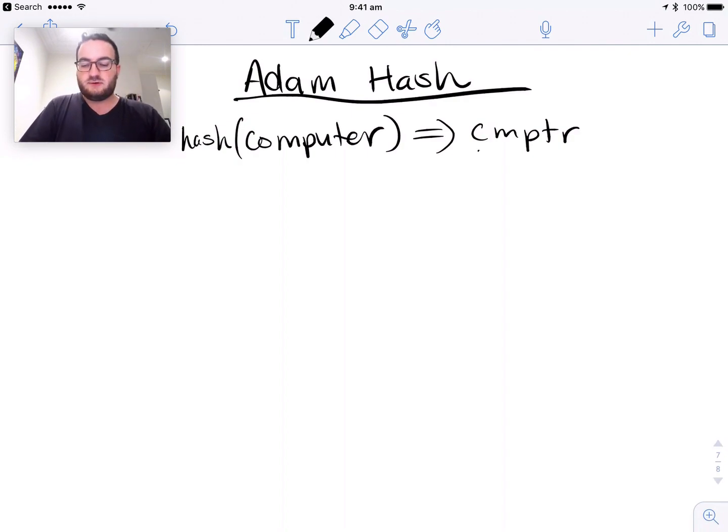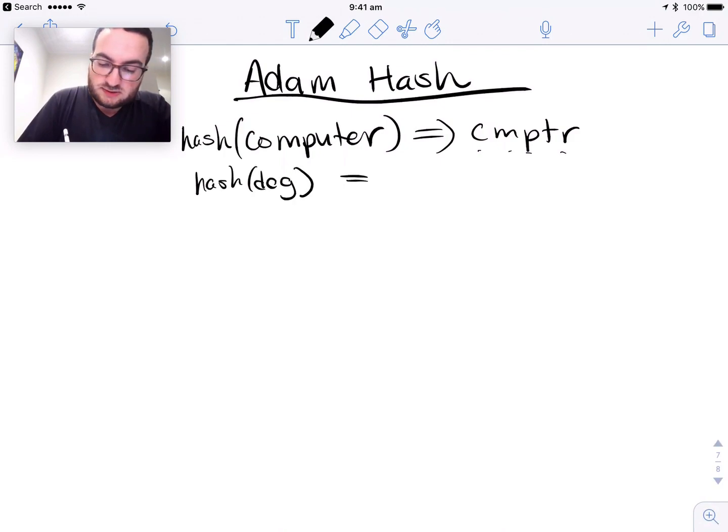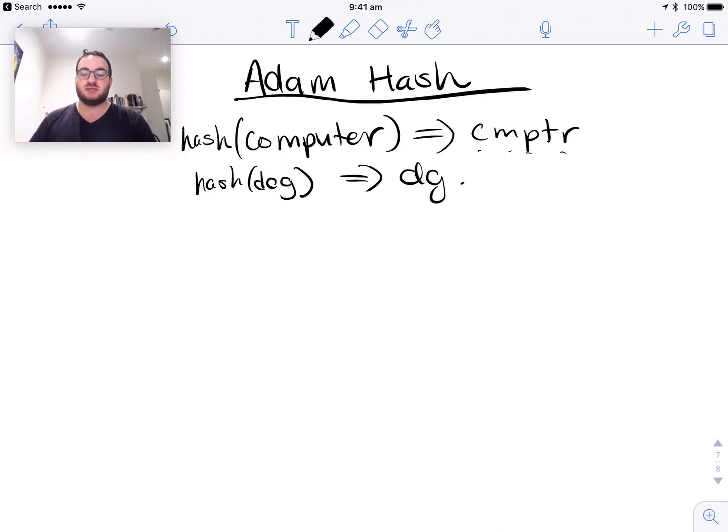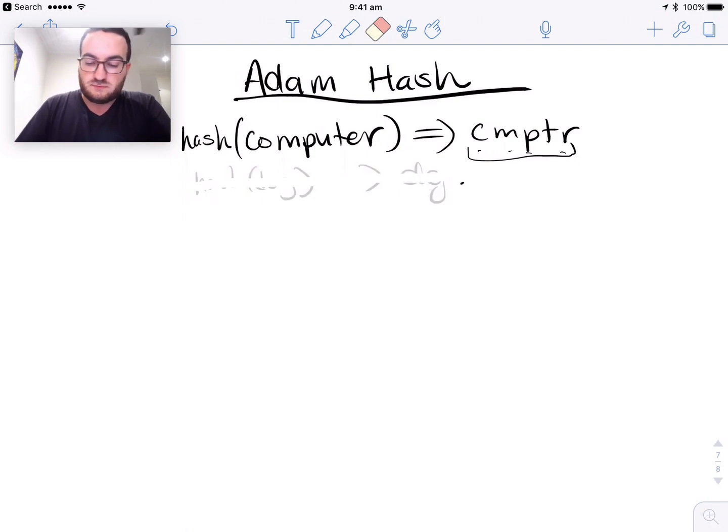CMPTR. Can you see that? How I've just removed all the vowels from the word? This is my hashing algorithm. So the hash of dog just becomes DG. This is such a bad hashing algorithm that it doesn't even have that fundamental property of a hash that it's a fixed length. So that's how bad a hash it is. But let's do some examples with this hash.